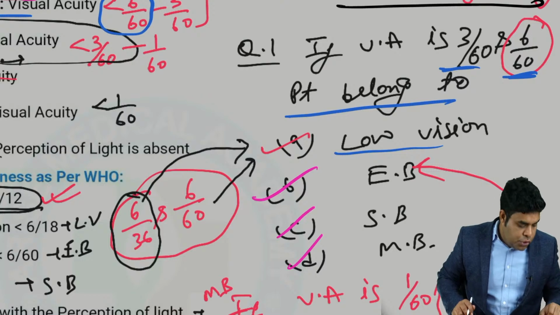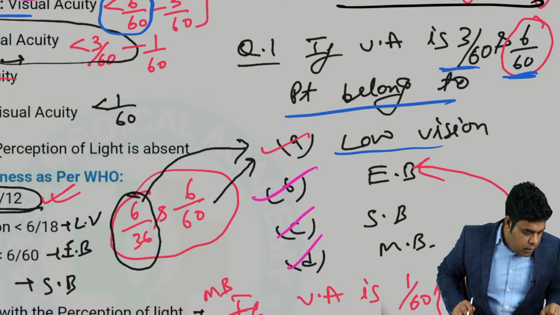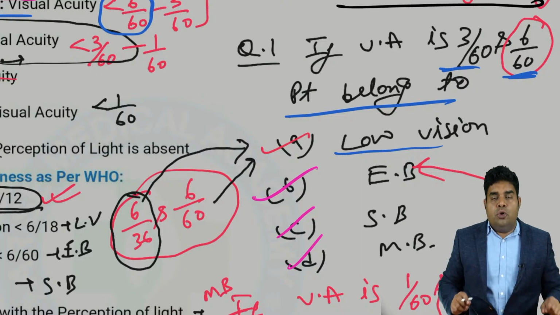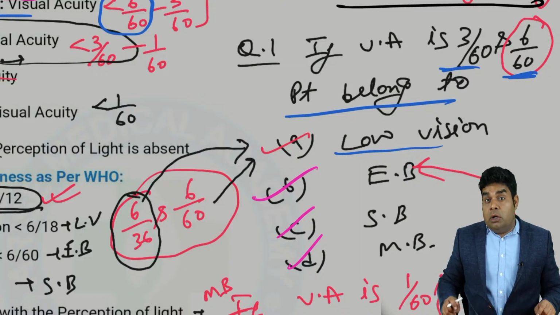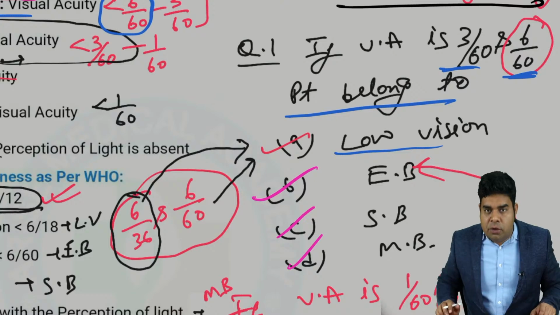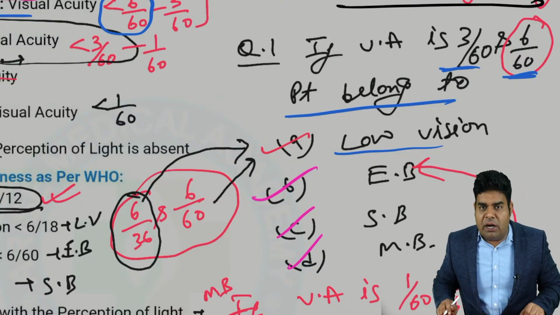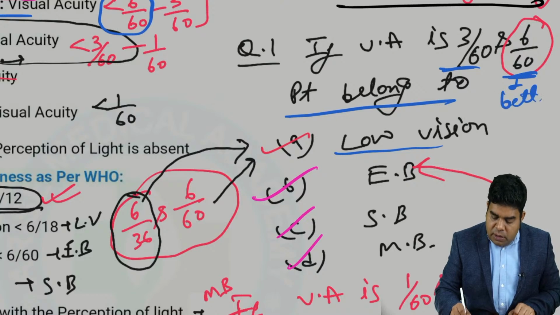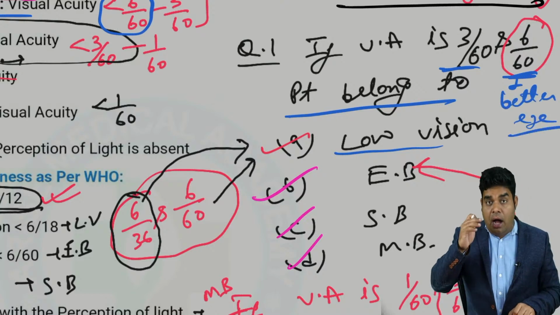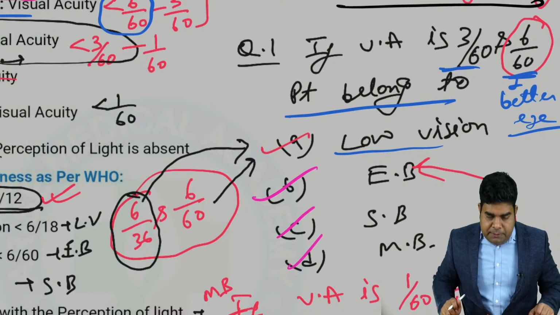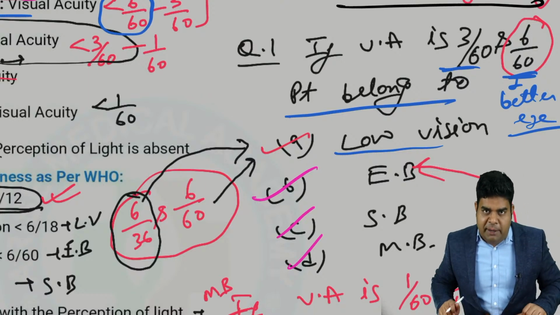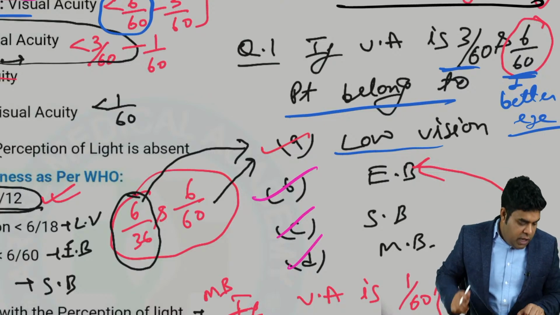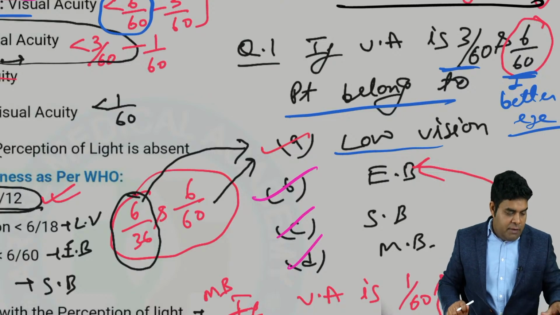So to answer such a question, you have to look at the better eye. Which one is better? 3/60 or 6/60? The better eye is 6/60. So if the better eye after using available correction cannot see less than 3/60, then that is blind. So here we have to look at the better eye, which is 6/60. Where will you put this patient? Please reply if you can.